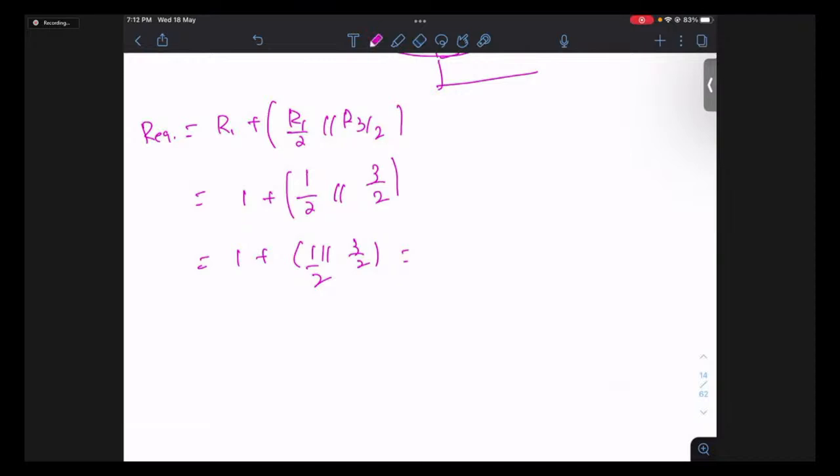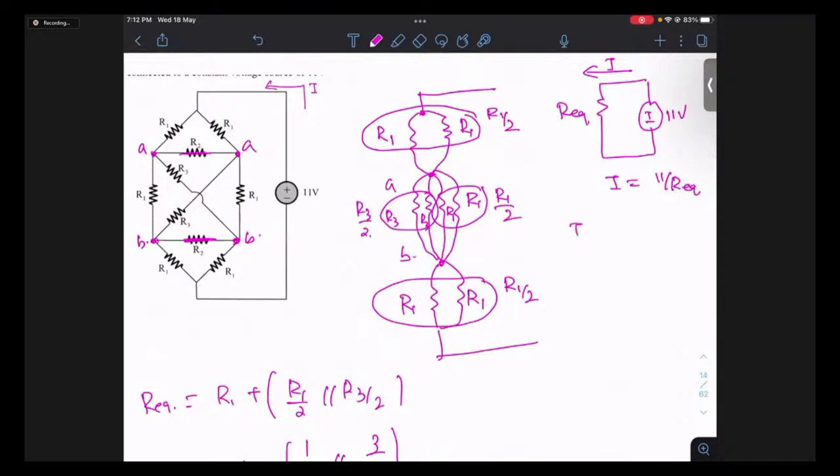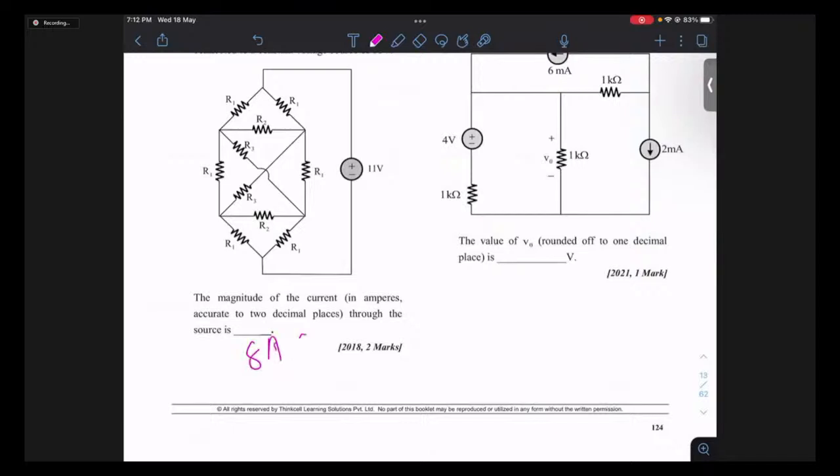Okay, so then this happens to be 1 plus, this is 3 by 4 divided by 1 by 2 plus 3 by 2. This is 1 plus, we multiply by 4, this is 3, this is 2, and this is 6. So 1 plus 3 by 8, that happens to be 11 by 8. Yeah, this is what I was looking for. So R equivalent is 11 by 8. So I happens to be 11 into 8 by 11. 11 cancels, so the answer is 8 amperes. So 8 ampere is the right answer.